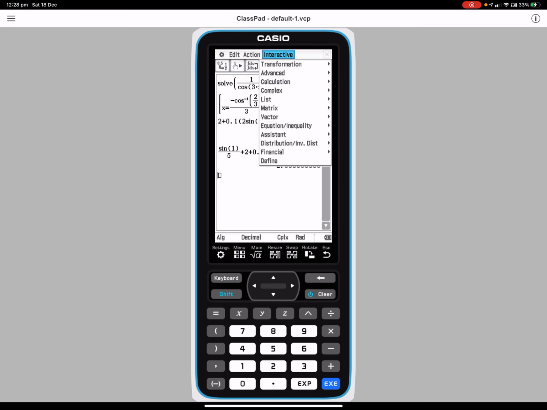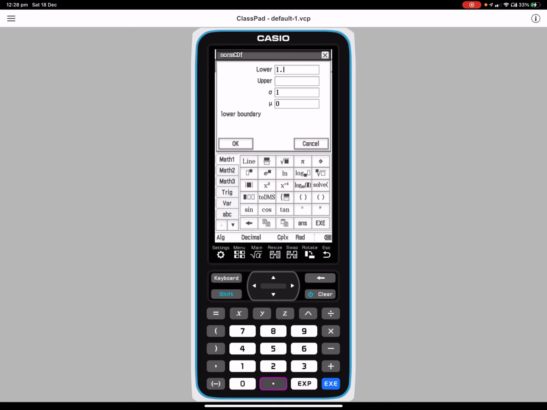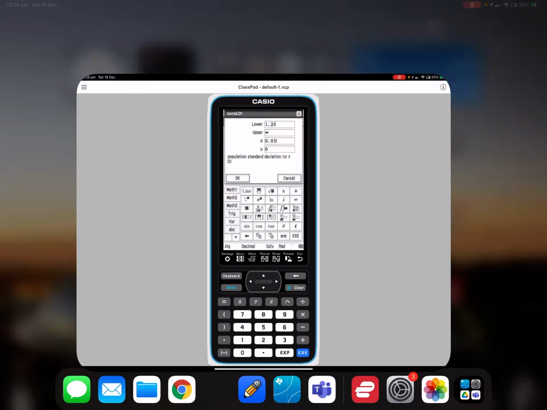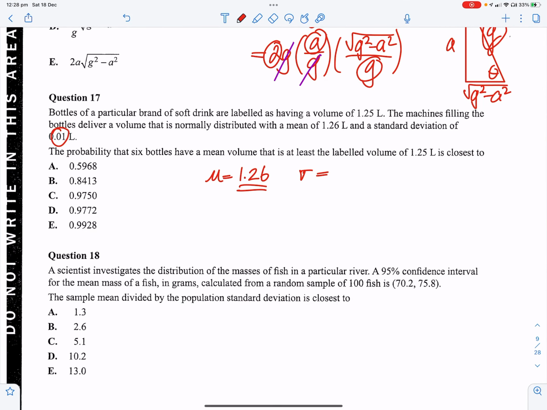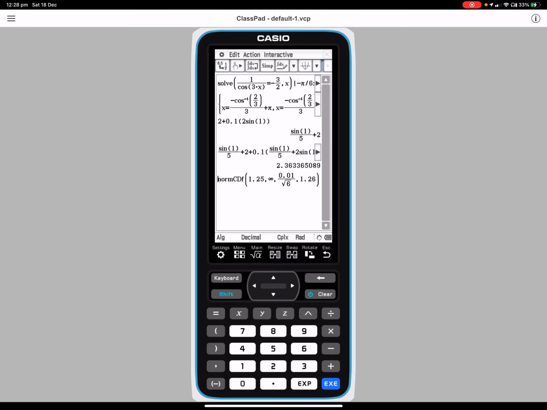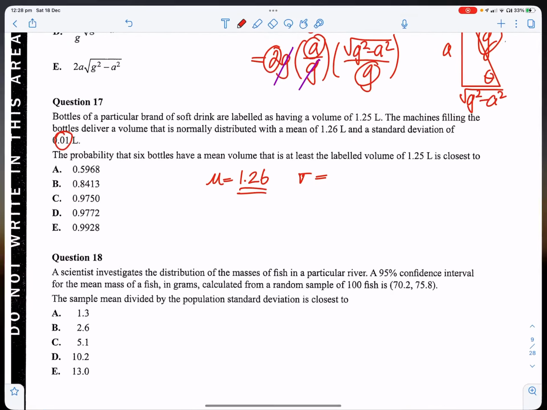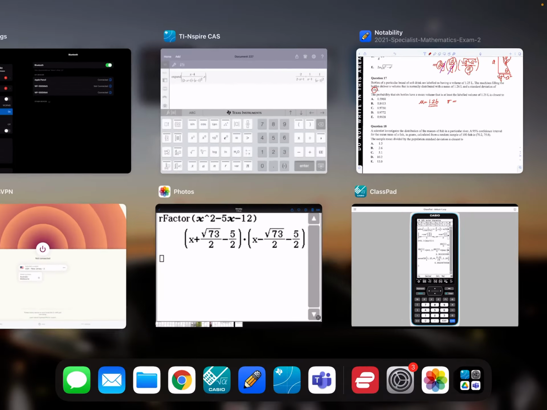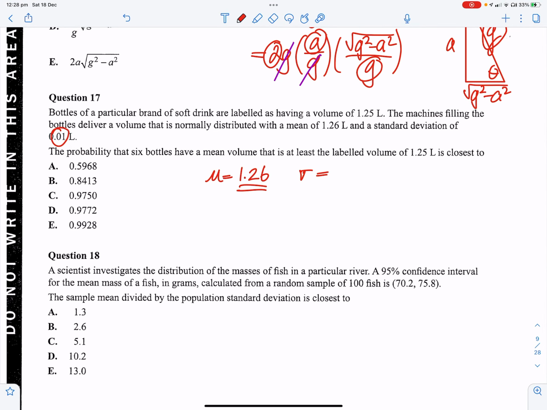So we say norm CDF, 1.25 to infinity, because it was greater than, with standard deviation 0.01 divided by root 6, and the mean was 1.26. That gives 0.9928, which is E.